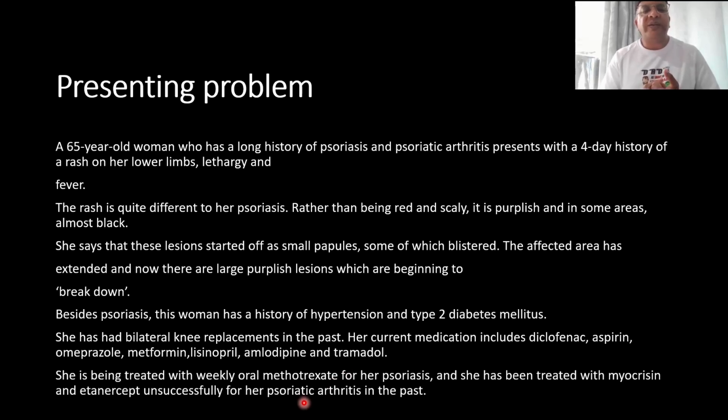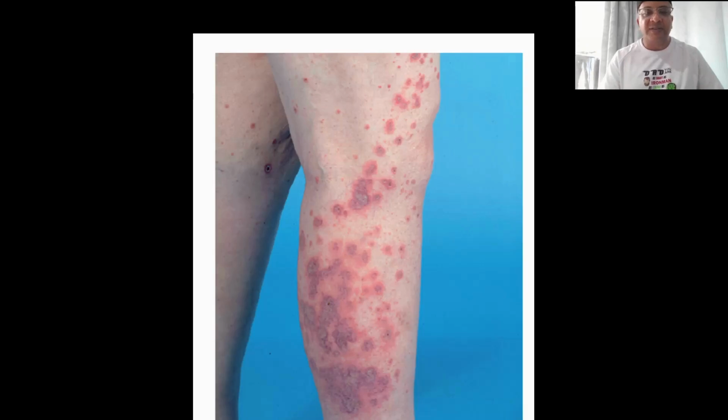She's being treated with weekly oral methotrexate, which is the antifolate drug. It's one of the immunosuppressive drugs we have in our arsenal against connective tissue issues, principally rheumatoid arthritis and psoriasis. So she's on methotrexate for her psoriasis, and she has been treated with ciclosporin and etanercept, both of which are biologicals, unsuccessfully for her psoriatic arthritis in the past. All right, so that's basically her background and her presentation on history.